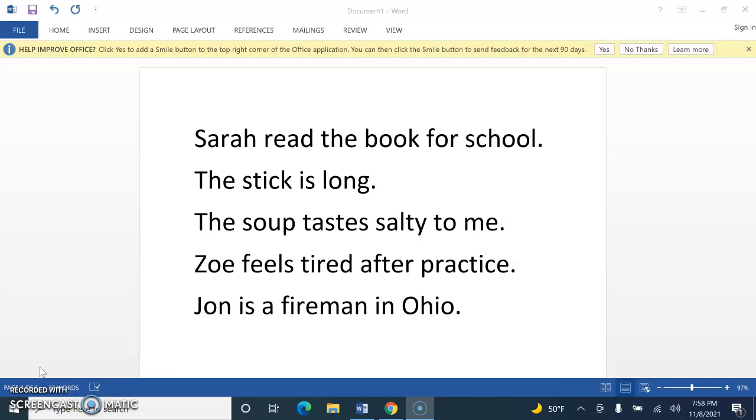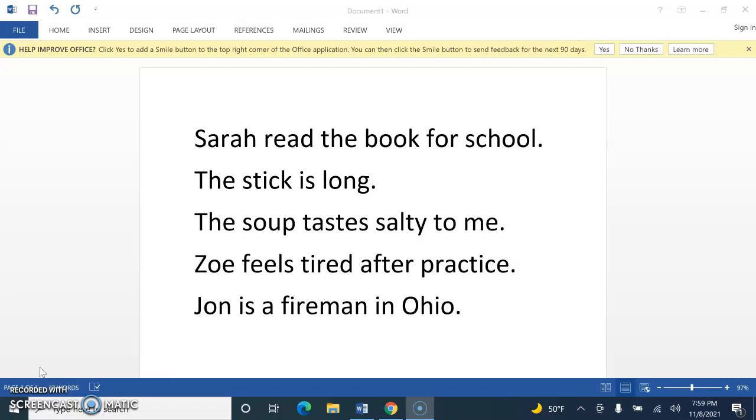Number 5. Eli's mother is a teacher. Okay, so we know is on our linking verb list, so that means we should be looking to connect something back to the subject. The subject is mother, verb is, and teacher is the word that renames mother. So there should be an arrow going from teacher back to mother.